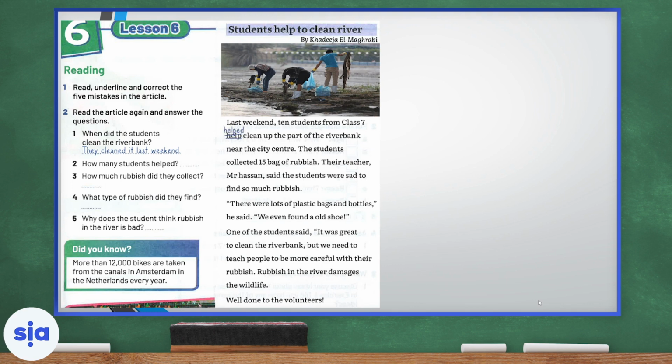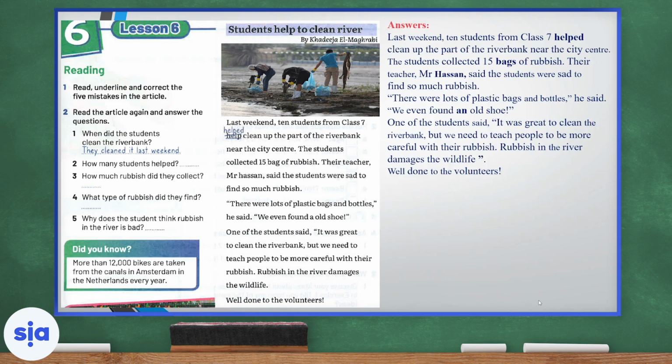Now, let's find the 5 mistakes together. Of course, the first mistake was helped. So the second mistake is bag. We have to change it into bags.